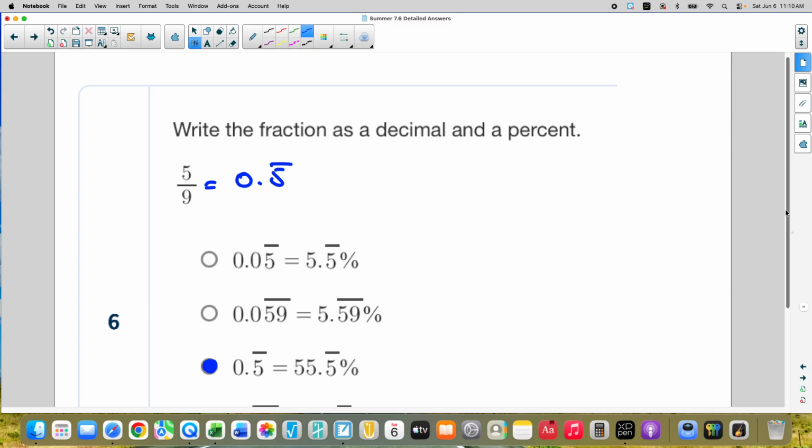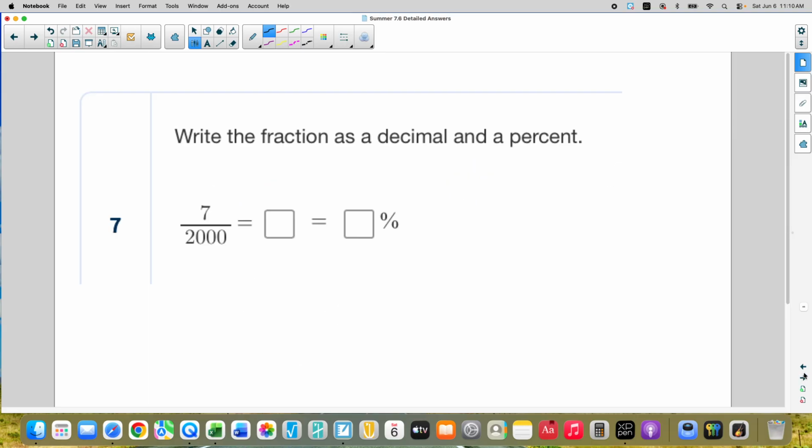Yeah, and then as a percent, we would move it 2 places. So we have 0.5 repeating, which means 5, 5, 5. So when we move it 2 places, we get 55.5 repeating percent. And that would still be this one. So both of those answers are correct.